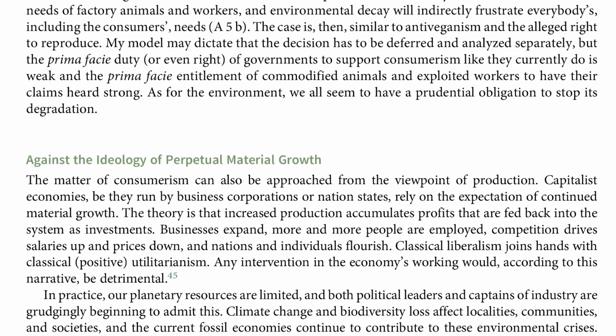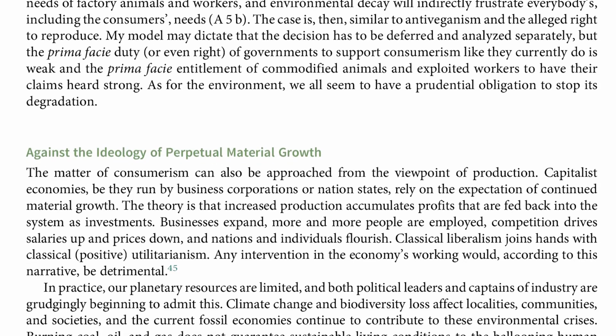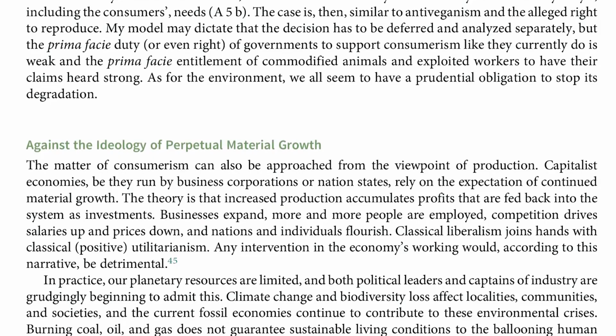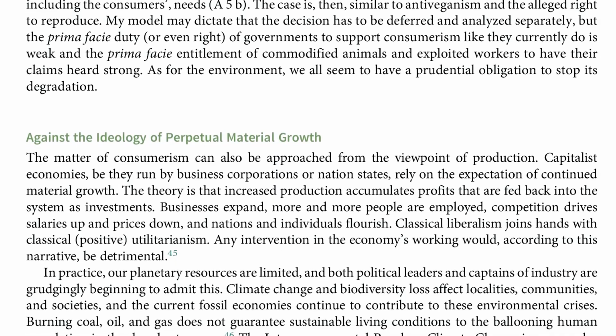As for the environment, we all seem to have a prudential obligation to stop its degradation. Against the ideology of perpetual material growth.